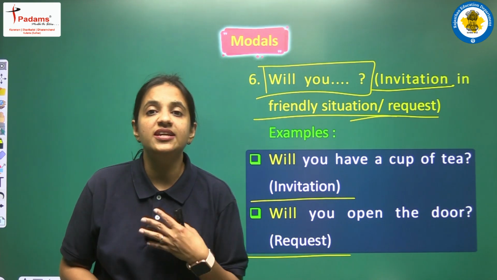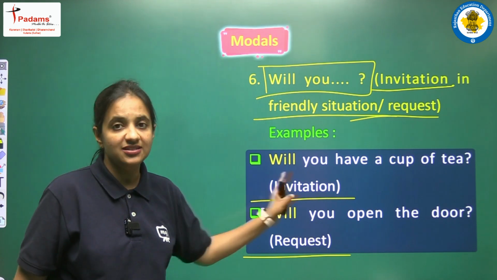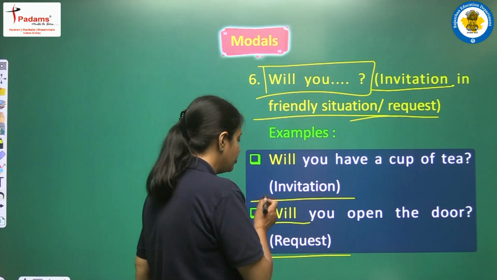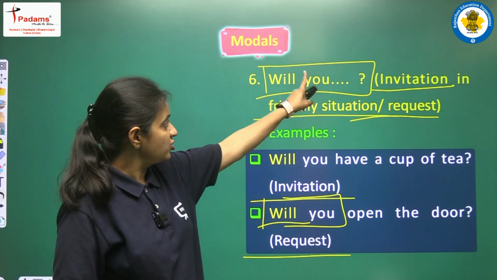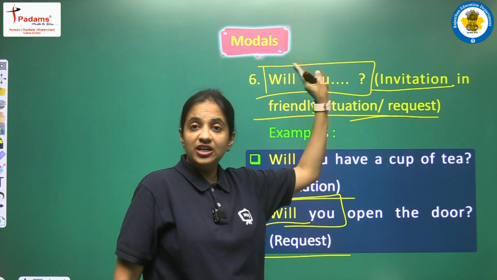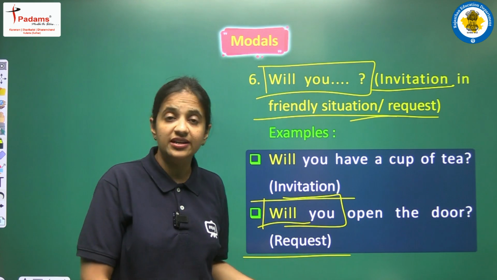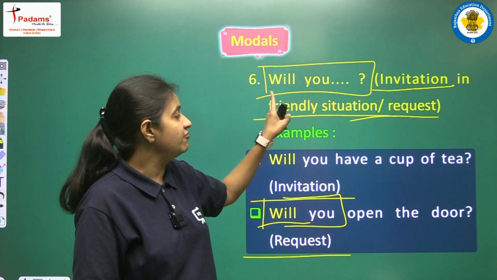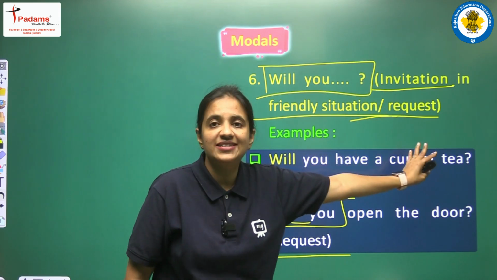We are requesting someone to open the door, and for that we are using this structure. We are using will, and after that, you. So that will be the structure: will you in the beginning, and at the end there will be one question mark. It means the sentence will have the structure of an interrogative sentence. So that means we are showing a friendly situation, or we can say an invitation, or we can say a request.